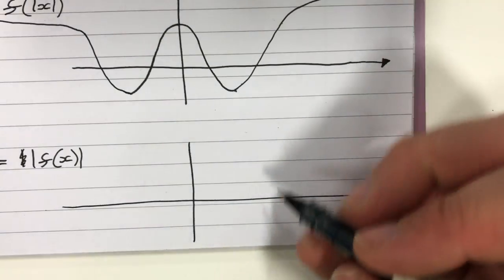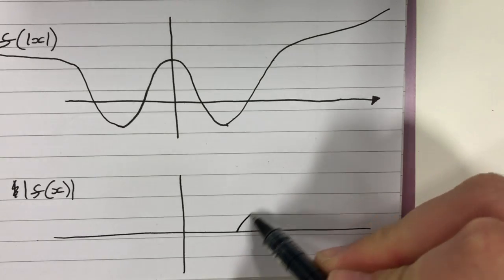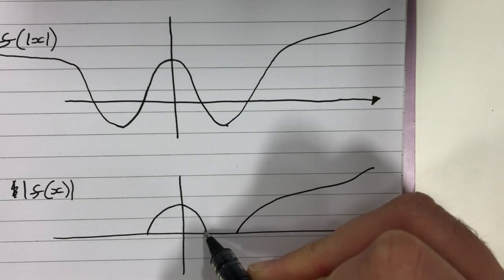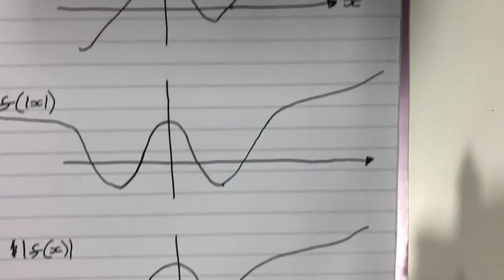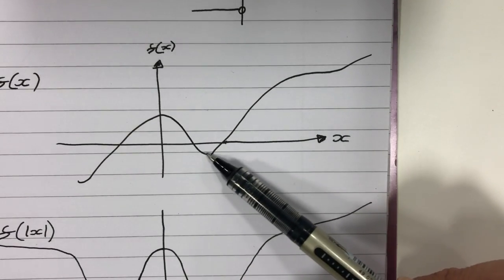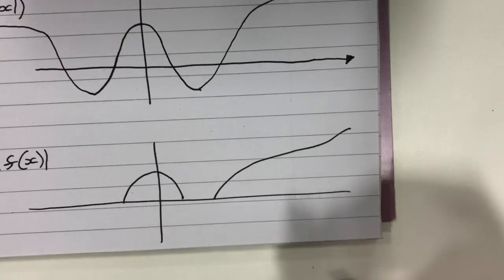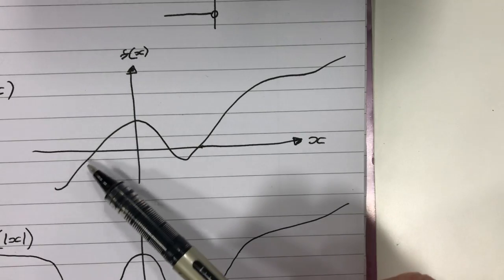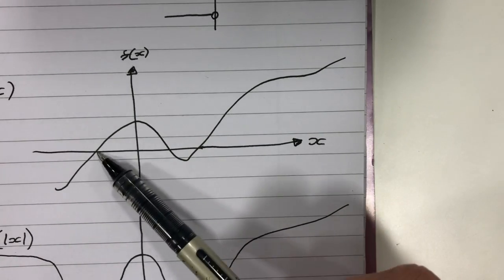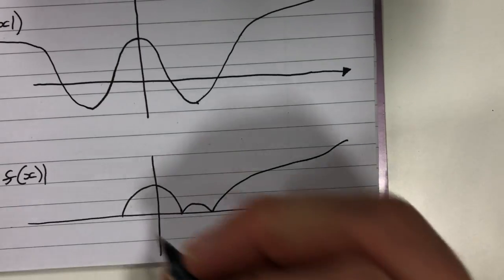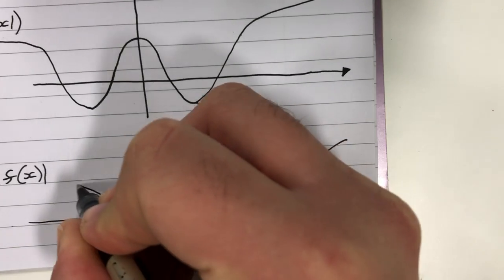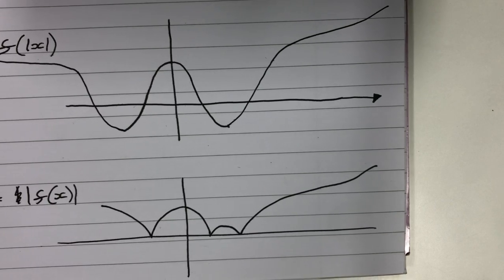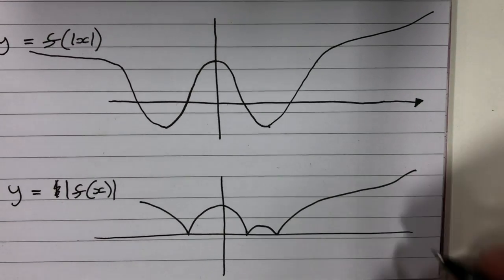So anything above the x-axis will remain above the x-axis. So that'll still look like that. That'll still look like that. But this bit here will be reflected in the x-axis. So it won't go down here, it will go up here. And this bit here won't go below the x-axis. Instead, it will go above and it will look like that. Okay, and that's the graph of y equals mod of f of x.